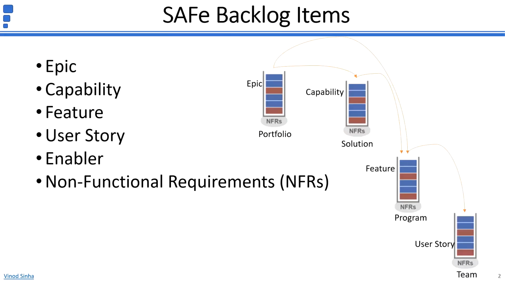SAFe has 5 items in the backlogs and 1 associated with backlogs. Epic at the portfolio level, capability at the large solution level, feature at the program level, and user story at the agile team level. The 5th item, enabler, is present in all backlogs. And non-functional requirements are associated with backlogs at all levels.